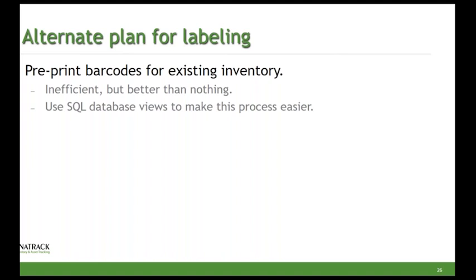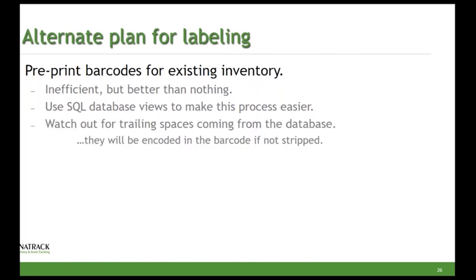You can take that software and point it to your GP database, which is, of course, a SQL database, to make that process easier. But the one warning I'm going to tell you, please don't forget this, is if you're familiar with GP's data, the way it is stored, there are trailing spaces coming from the database. So you want to strip the trailing spaces. We have some SQL database views we're happy to share with you, whether you're using our software or not. We just want to make sure you don't put those in there, because they will be encoded in the barcode if you don't trim them.